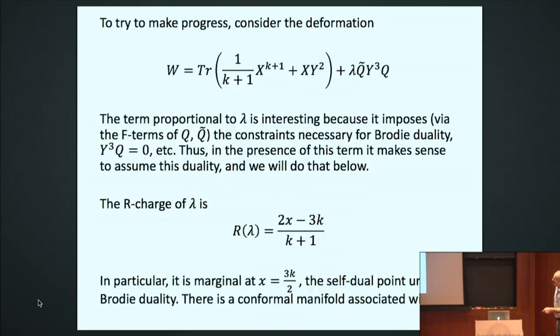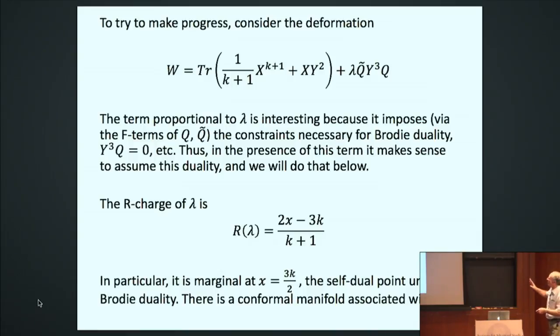The other thing is that the R charge of this coupling is given by this formula. So it has this interesting property that when the coupling X is larger than the self-dual value, if you believe in Brody duality, then this is a relevant coupling. And when it's smaller, then it's an irrelevant coupling. If it's exactly at the self-dual point, there is a moduli space, like a conformal manifold associated with it, which we'll say a few more things about in a second. At any rate, if you turn this thing on, it seems like there is possibly a less exotic story. But there are all sorts of confusions that I don't have time to list.